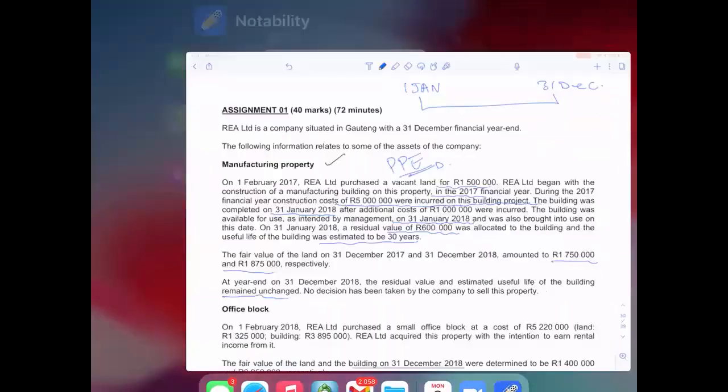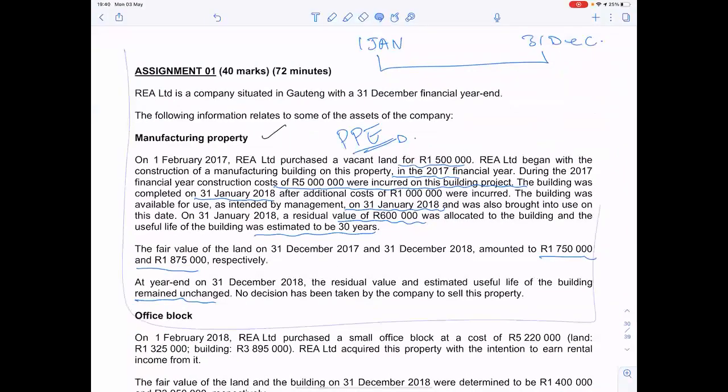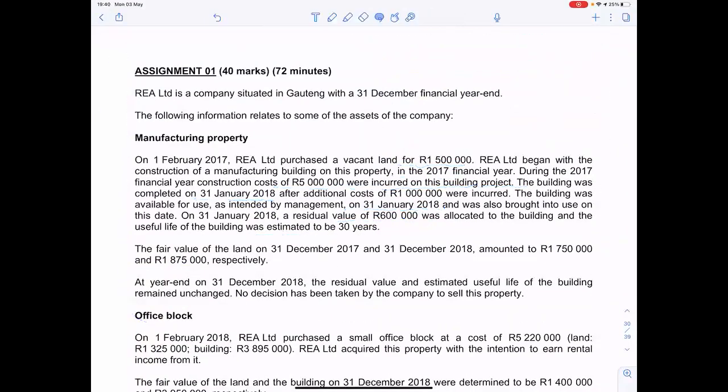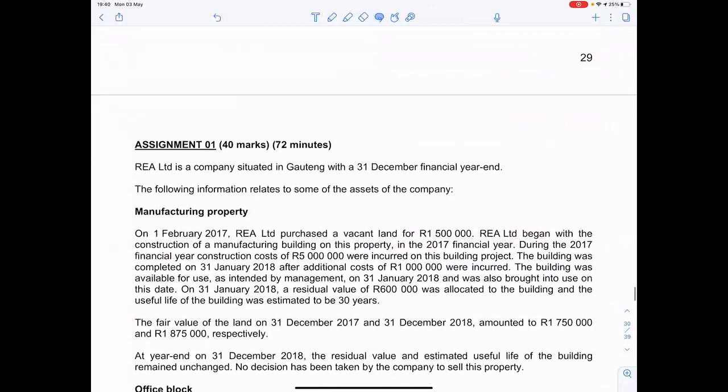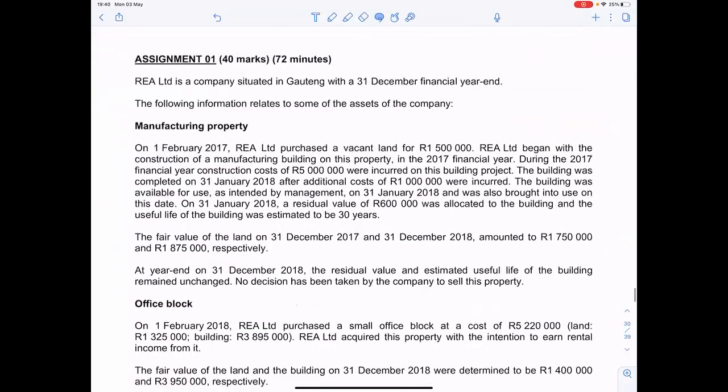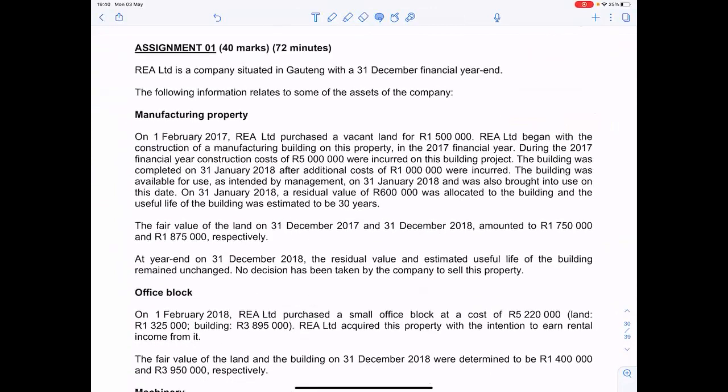So we are looking at assignment 1 for 2019, second semester. Now, Ria Limited is a company situated in Gauteng with a 31 December financial year end. The following information relates to some of the assets of the company.